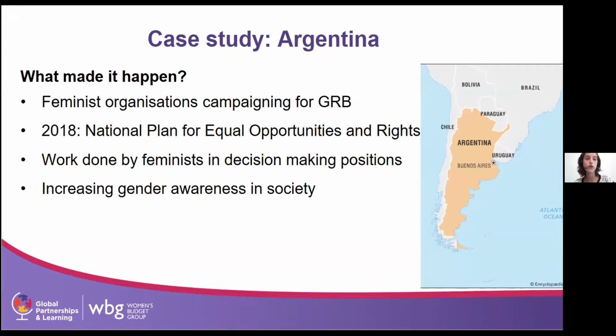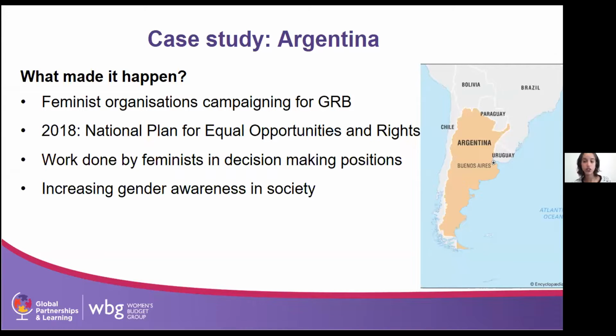Well, first of all, feminist organizations that were campaigning for GRB. Also, in 2018, a planning tool to advance public policies that promotes gender equality in Argentina was adopted. It was structured and agreed upon by the different branches of government and by civil society actors, such as unions, international organizations, and also academia.